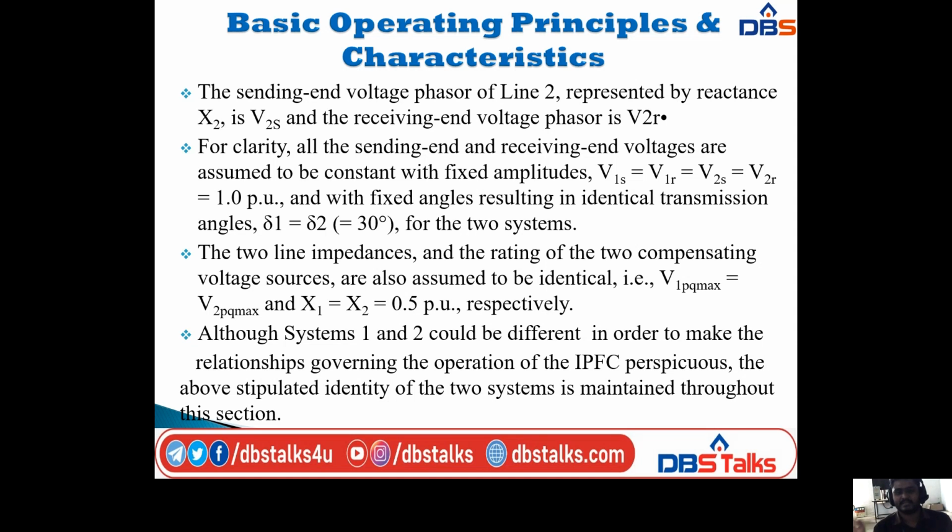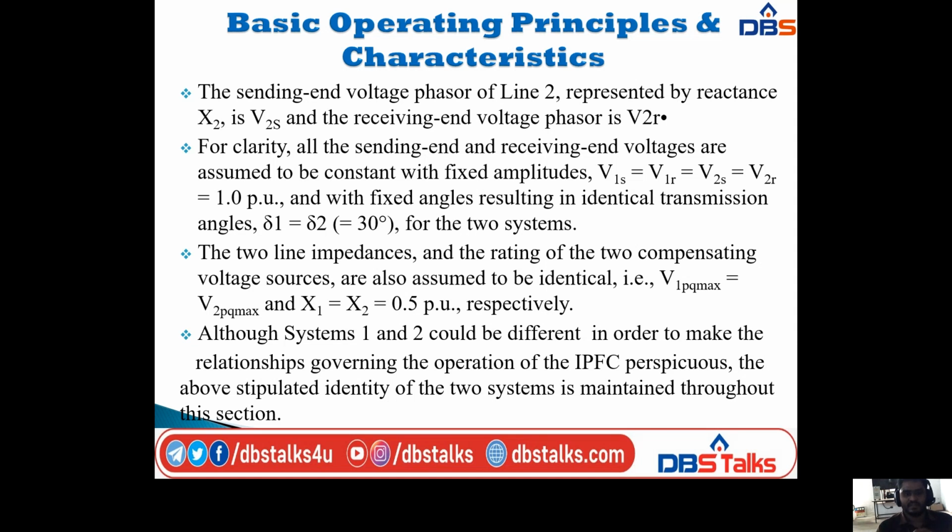Okay, the two line impedances and the rating of the two compensating voltage sources are also assumed to be identical, that is V1PQ maximum is equal to V2PQ maximum and X1 is equal to X2. The two reactances have the same value, that is 0.5 per unit respectively. Although systems 1 and 2 could be different, in order to make the relationships governing the operation of the IPFC perspicuous, the above stipulated identity of the two systems is maintained throughout this section.